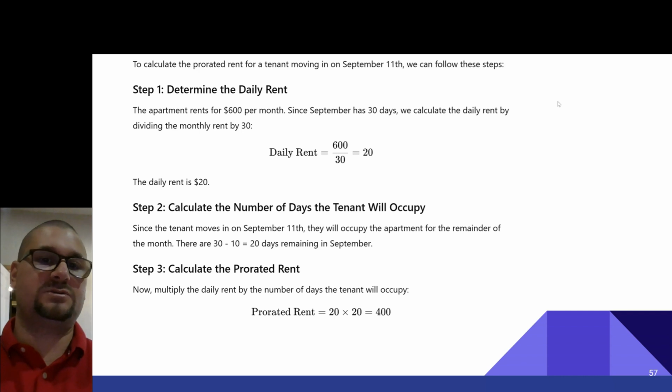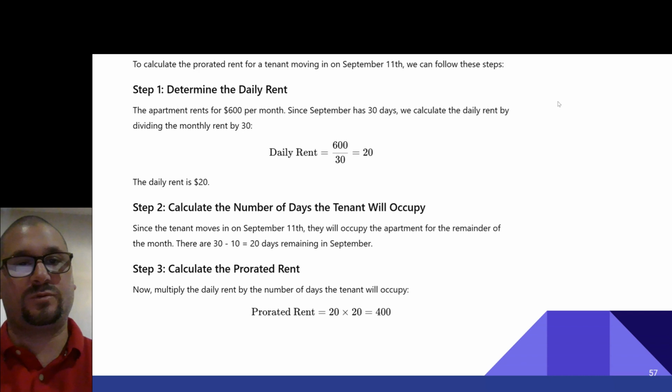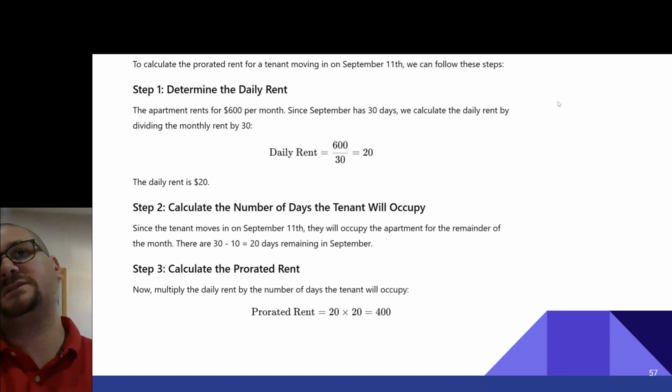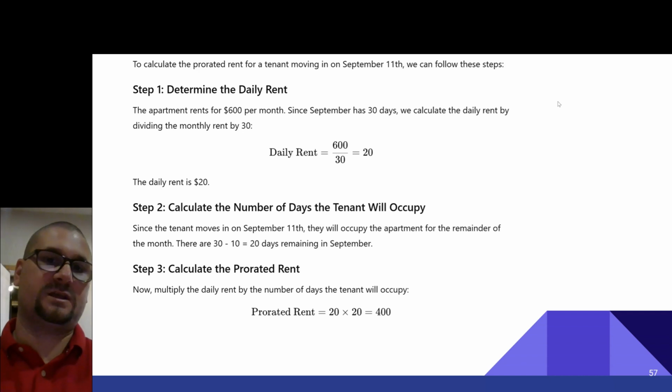Okay, so now the daily rent was $20 per day, and they're gonna be in there for 20 days, so that's $400. So they don't have to pay the full $600 rent. That would start on the first of the month next month, because they were in there the whole month.